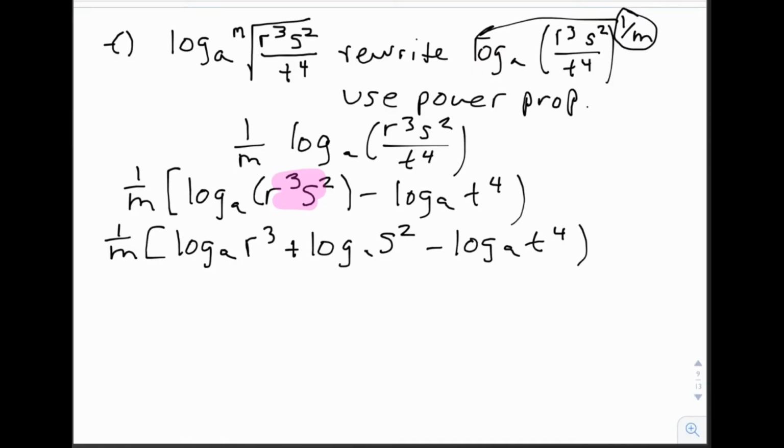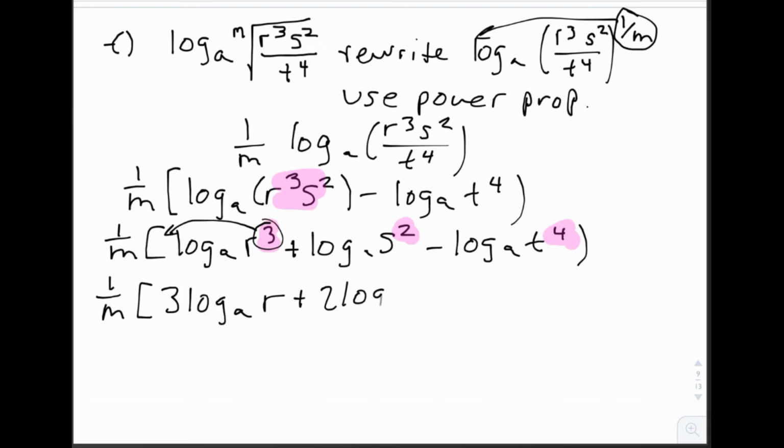So we want to go ahead and take care of these powers here and get them out to the front. So let's go ahead and use our power property once more. So this will get us a 1 divided by an m, and then finally a log base of a, and then r. So we brought this 3 out into the front here. And then finally plus 2 log base a of s, and then finally minus 4 log base a of t. So that should go ahead and complete that step.